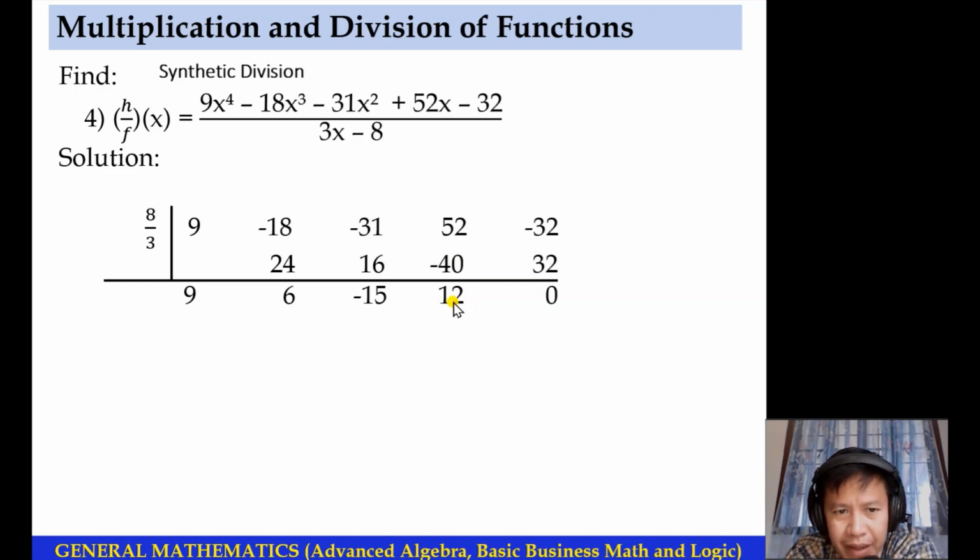Then, 12 times 8. What is the result? 8 times 12 is equal to 96. Divided by 3 is equal to 32. This is it. Or you can use the cancellation method. 12 divided by 3 is equal to 4. Then 4 times 8 is equal to 32. And negative 32 plus 32 is equal to 0.